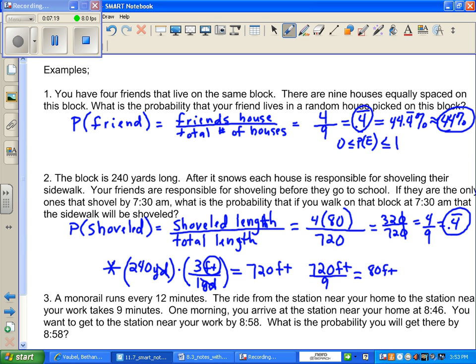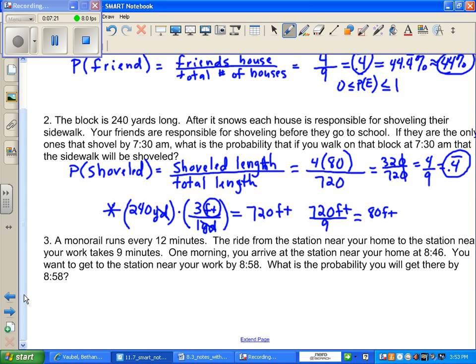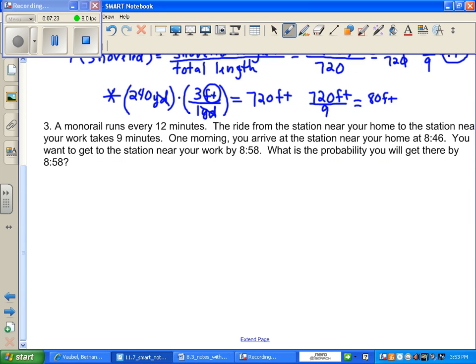Okay, let's go to example number 3. A monorail runs every 12 minutes. The ride from the station near your home to the station near your work takes 9 minutes. One morning, you arrive at the station near your home at 8:46. You want to get to the station near your work by 8:58. What is the probability you will get there by 8:58?